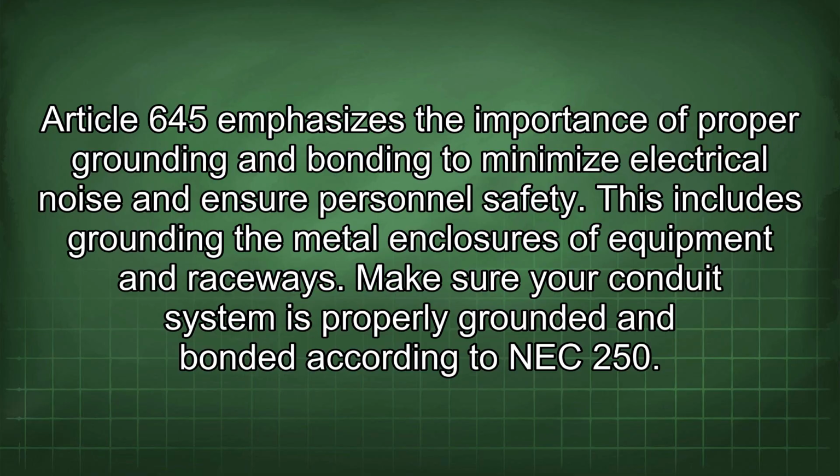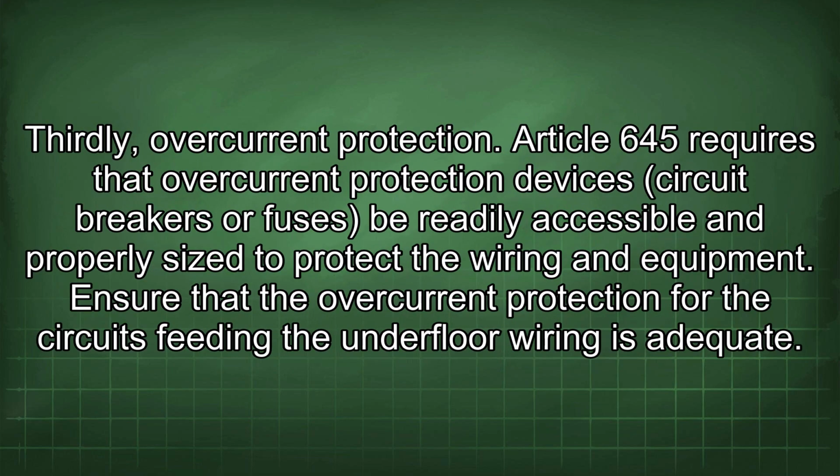This includes grounding the metal enclosures of equipment and raceways. Make sure your conduit system is properly grounded and bonded according to NEC 250. Thirdly, overcurrent protection. Article 645 requires that overcurrent protection devices, circuit breakers, or fuses be readily accessible and properly sized to protect the wiring and equipment. Ensure that the overcurrent protection for the circuits feeding the underfloor wiring is adequate.